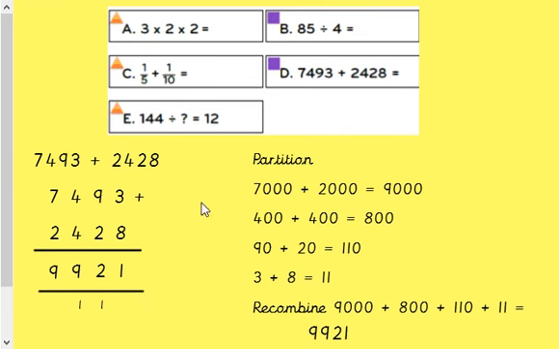Now our second method could be to partition. So 7,000 plus 2,000 would be 9,000. 400 plus 400 would be 800. 90 plus 20 is 110. And 3 plus 8 would be 11. And then if we recombine that number, we would end up with 9,921, which matches the answer up here.